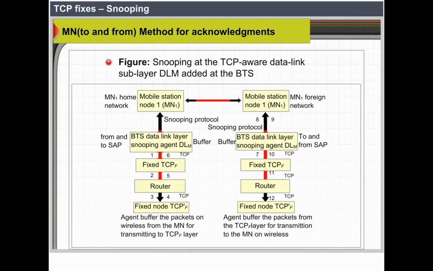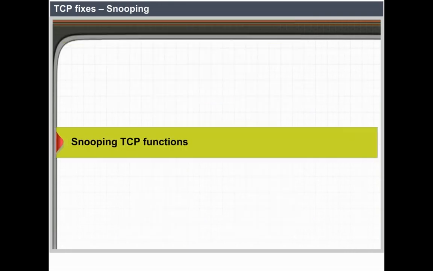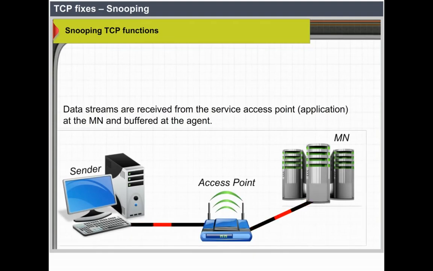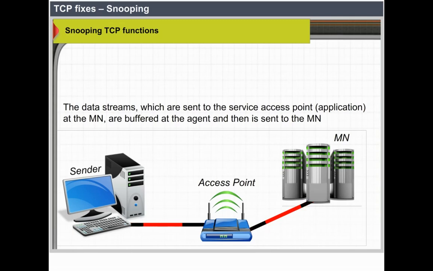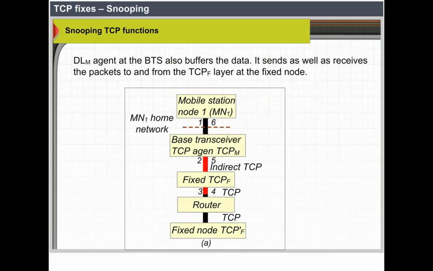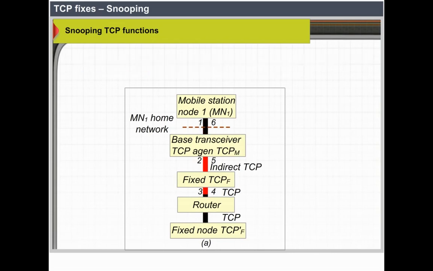Figure shows snooping at the TCP-aware data link sublayer DLM added at the BTS. Snooping TCP functions. Data streams are received from the service access point application at the MN and buffered at the agent. The data streams sent to the service access point application at the MN are buffered at the agent and then sent to the MN. The DLM agent at the BTS also buffers the data and sends and receives the packets to and from the TCP-F layer at the fixed node.